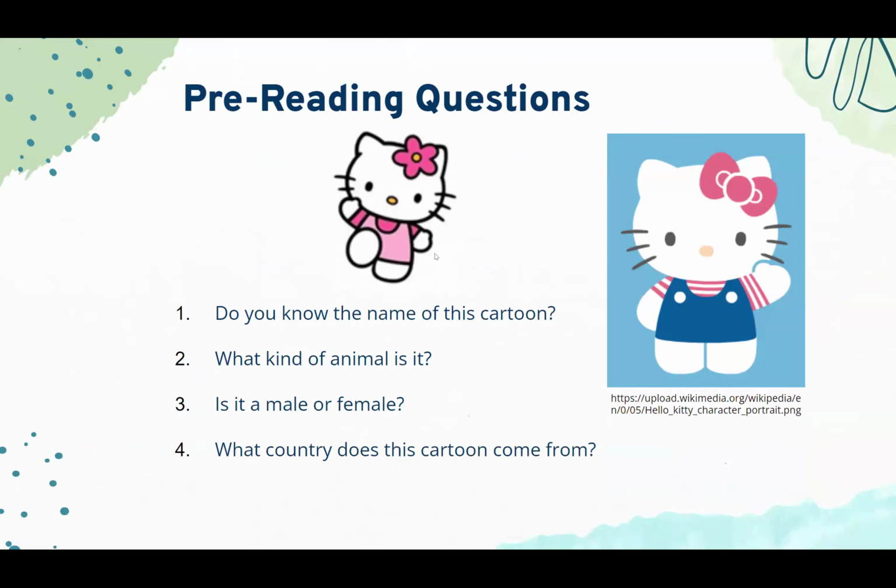Okay. And does anyone know what country this cartoon comes from? China. From China. Actually, I also don't know. Okay. Do you like Hello Kitty? Anyone want to share whether they like Hello Kitty? Yes. Why do you like Hello Kitty? It is beautiful. Yes, it is very cute. Beautiful, very cute. Anything else?